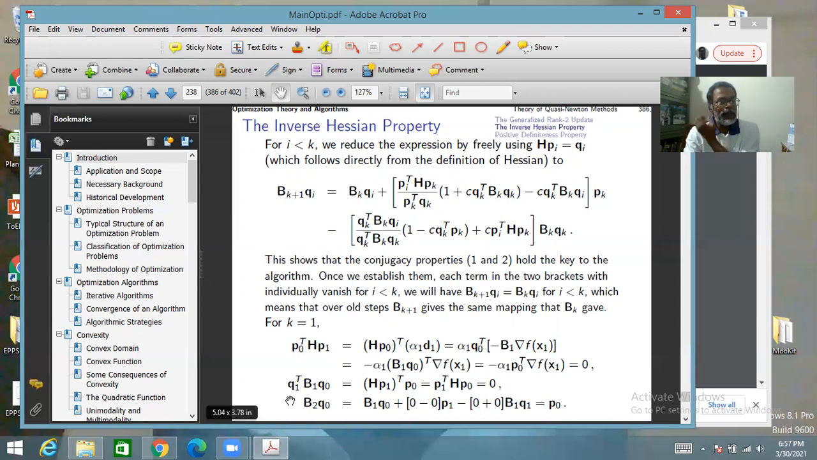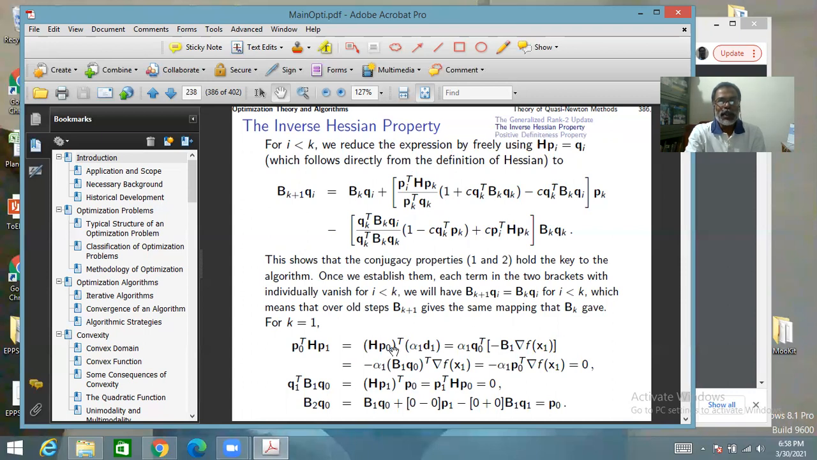In place of Q1, you put HP1, from the definition, this one, and B1 Q0 is P0. The trivial step has been shown. So this Q1 becomes HP1. This B1 Q0 becomes P0. And now open it, and you have got P1 transpose HP0, which is actually the same thing. Okay, scalar, its transpose is the same. And so since this is 0, this is also 0.